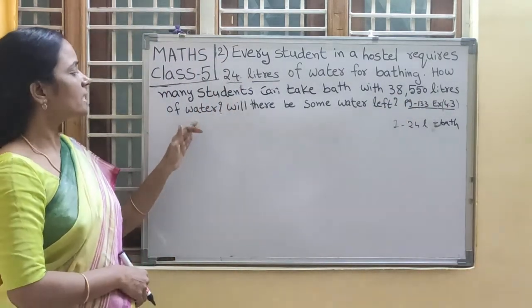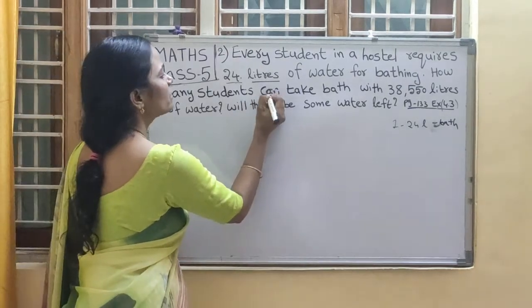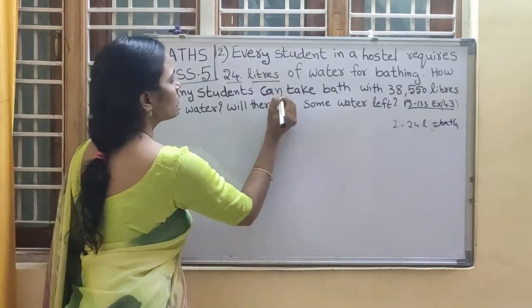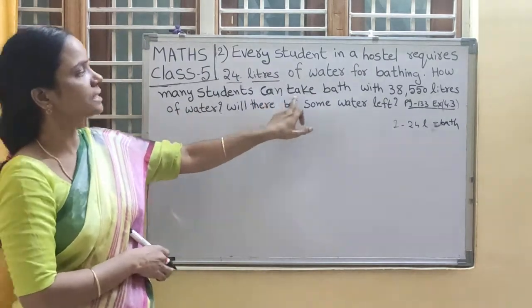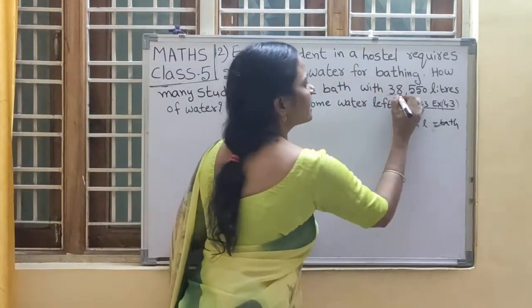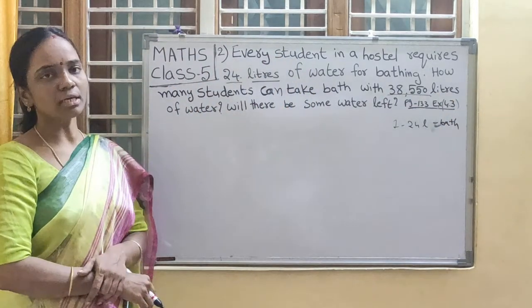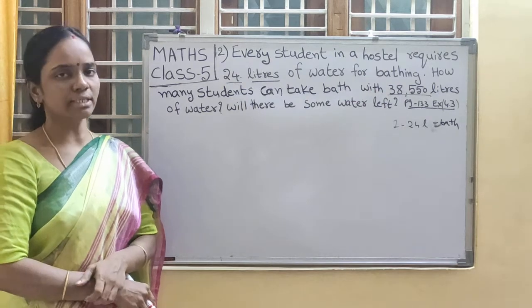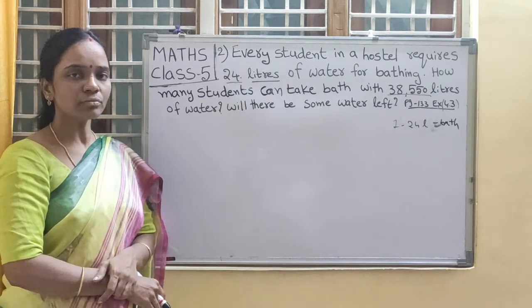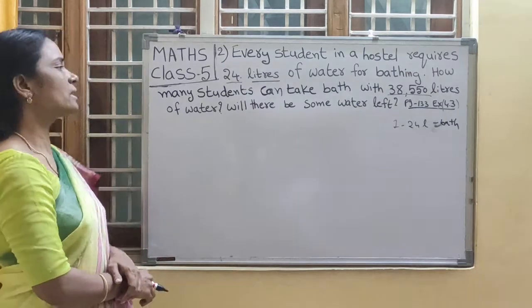So what is the question they are asking? They are asking us to find out the number of students. How many students are there? That number we have to find. How many students can use this much water for bathing? 38,550 liters of water for bathing. We have to find out the number of students. So what do we have to do? Yes, very good. We have to take division to get the number of students in that hostel.